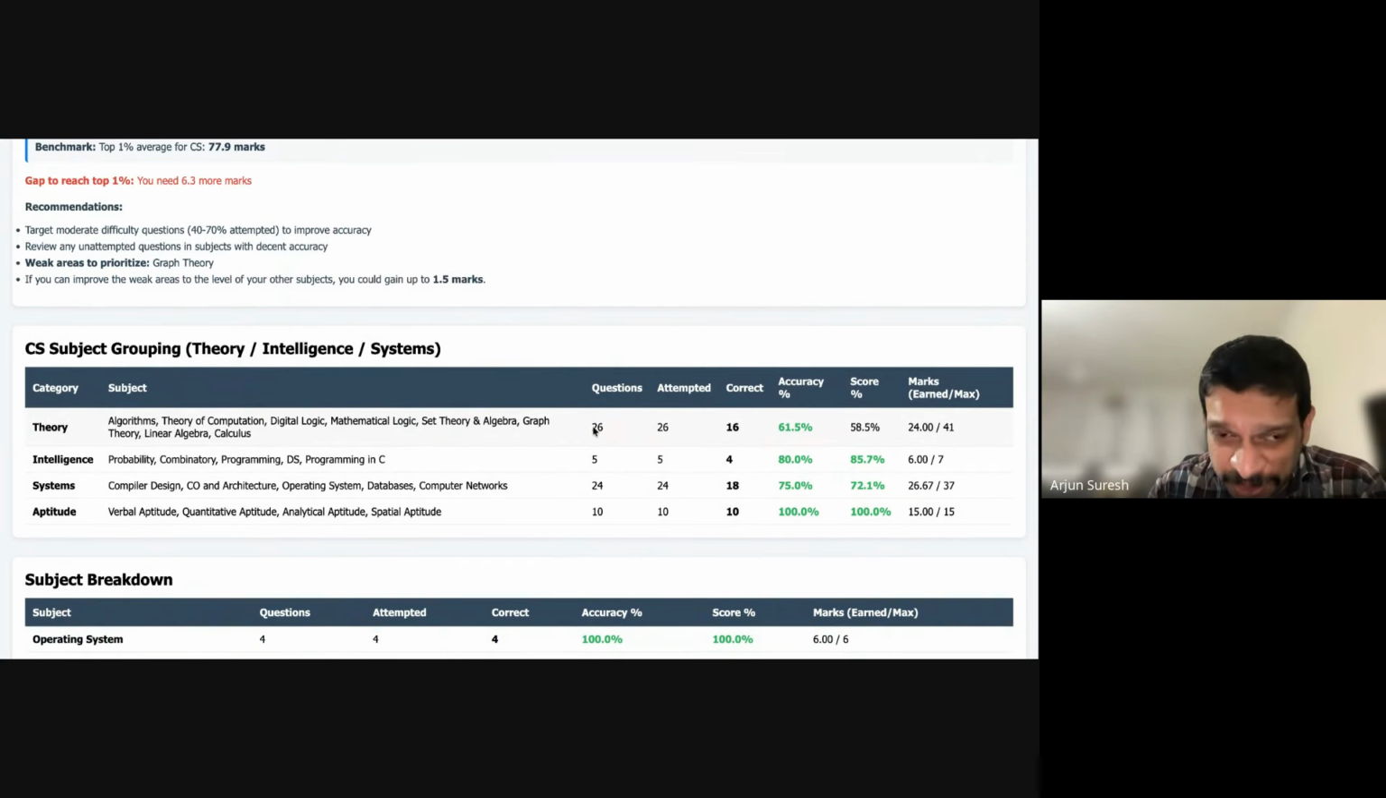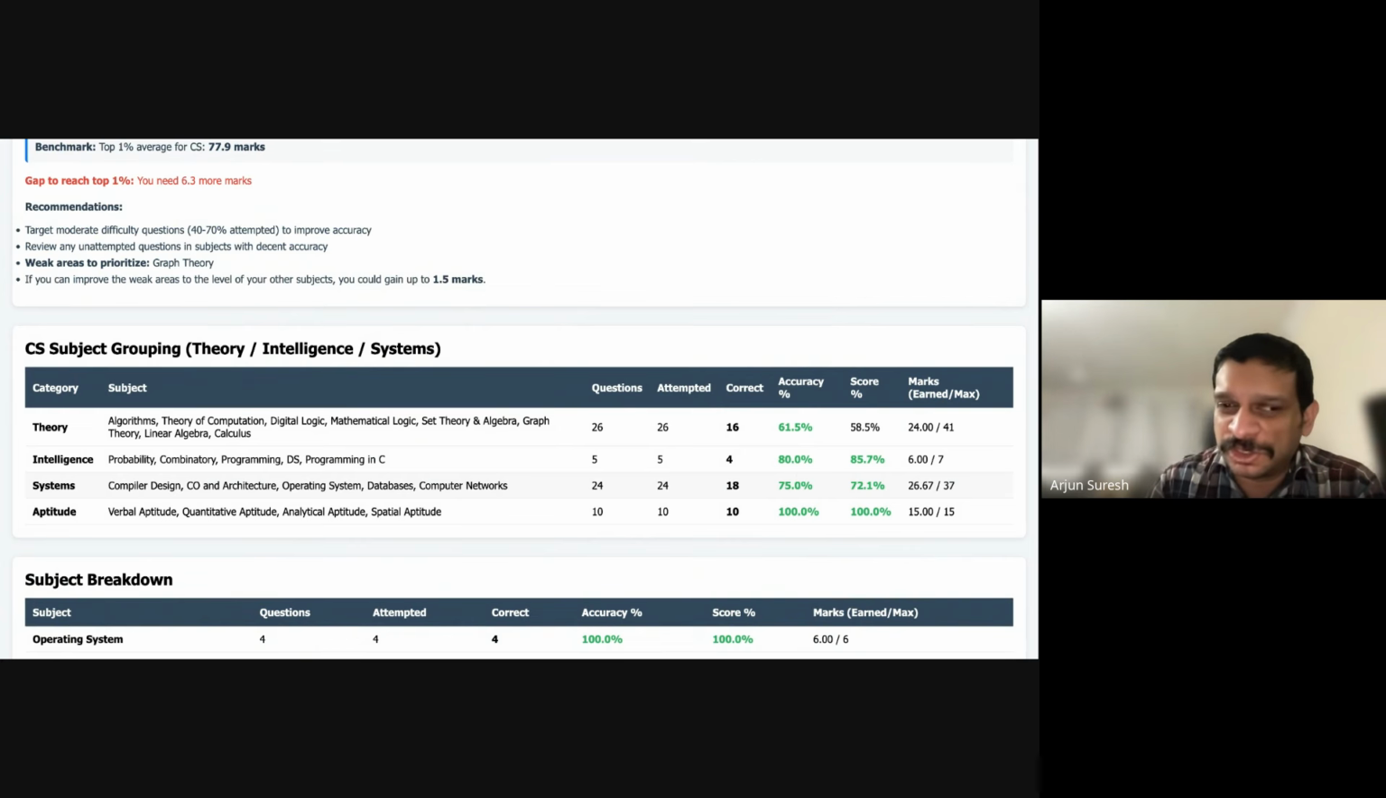So if you see the performance of this candidate, if you see the score percentage, he has done pretty well, 100% in aptitude and 85% in intelligence. So you can say intelligence is the best area for this candidate, even though we have only 5 questions from intelligence, because the GATE syllabus is skewed towards systems and theory. And even in systems, he has done pretty well, 72 percent, because systems is where most students don't do well in GATE. So 72% is pretty good.